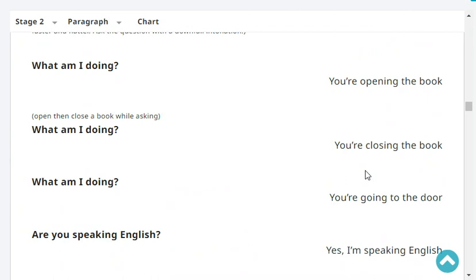What am I doing? You're opening the book. What am I doing? You're closing the book. Very good. What am I doing? You are going to the door.